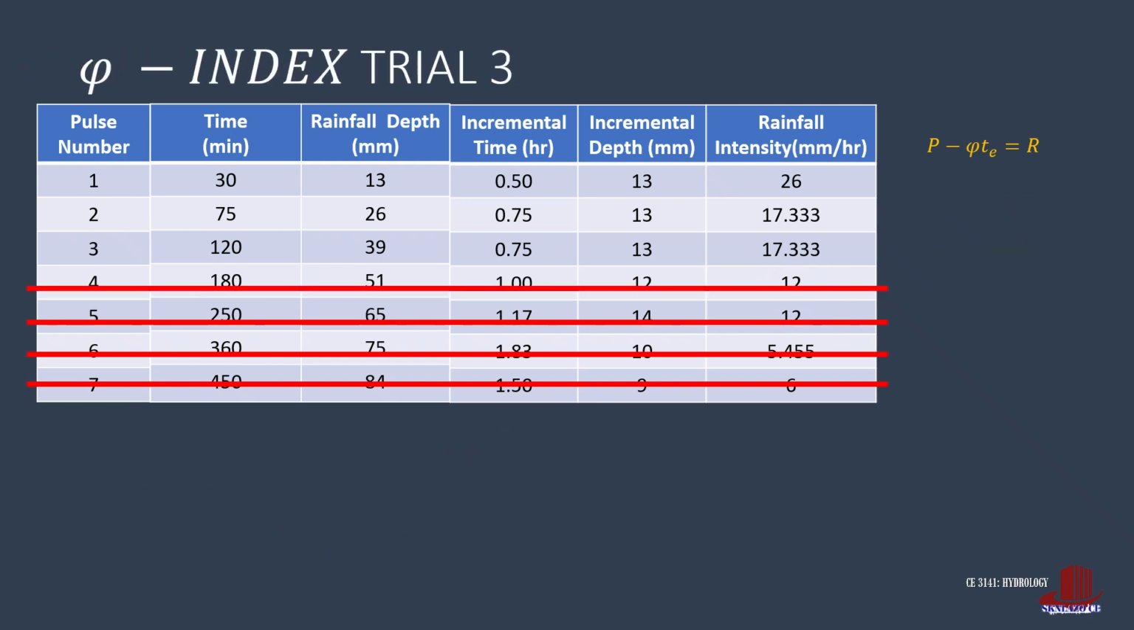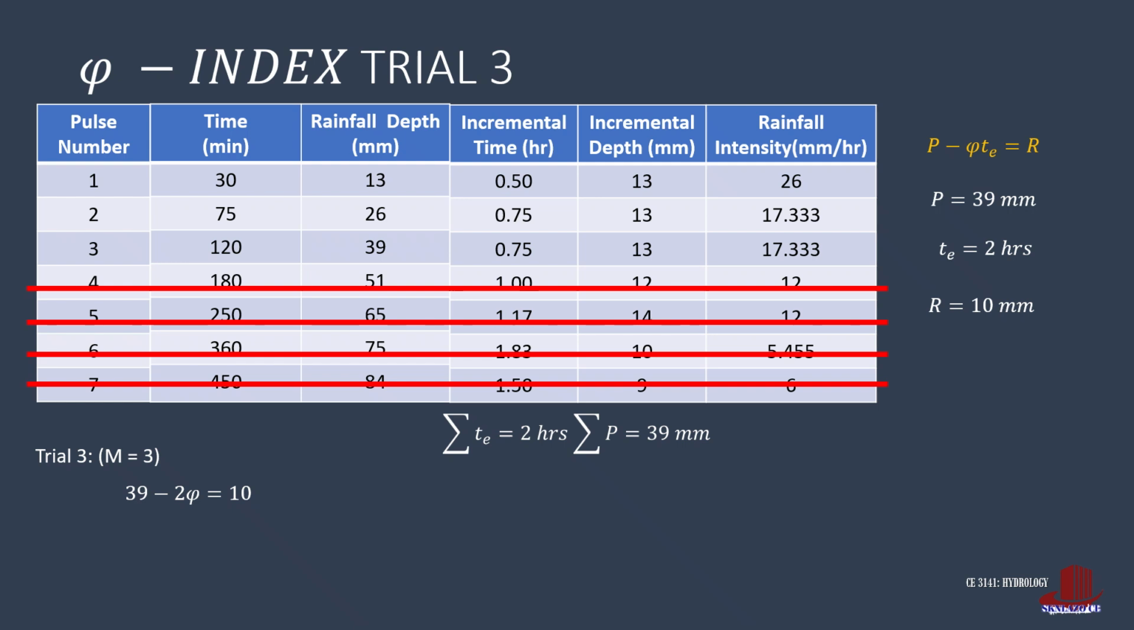For the third iteration, take out the next two entries which have the intensities lower than the last value of the index. Then determine the new values of P and t sub e. The summation of precipitation from the 3 remaining entries is 39 mm, and the summation of time is 2 hours. Again, R is provided by the problem to be 10 millimeters. Place these values into the function to have 39 minus 2 phi is equal to 10. Phi is then 39 minus 10 all over 2, and this gives 14.5 millimeters per hour.